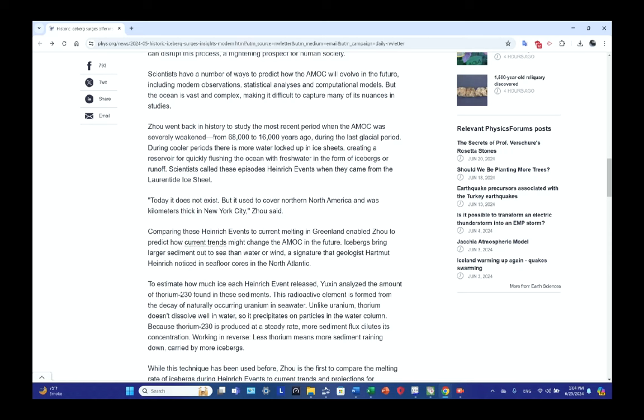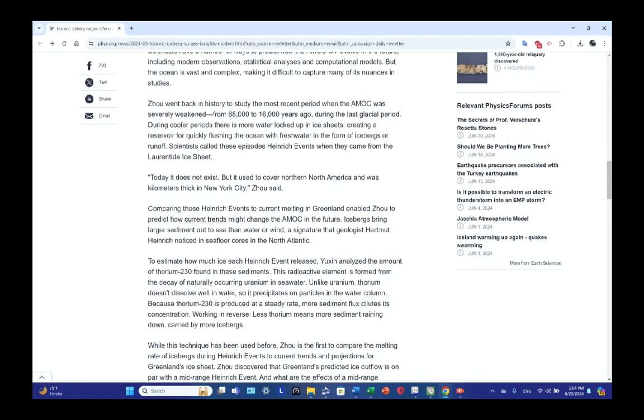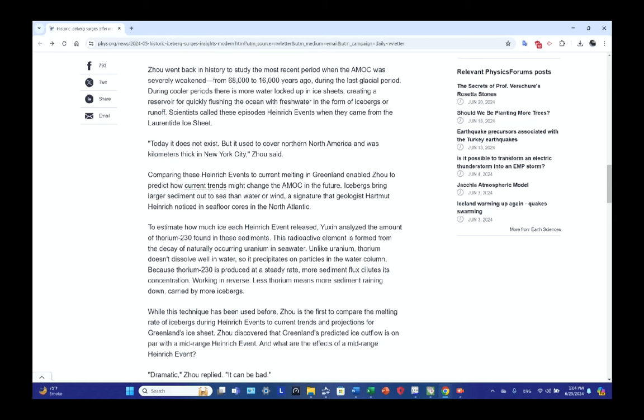So there are a number of ways that scientists can ascertain how AMOC will behave in the future, including direct modern observations, statistical analyses, and computational models. But the ocean's a big place, which makes it hard. So Zhao went back and looked over the historical data, and the most recent period when AMOC was severely weakened, which was from 68,000 to 16,000 years ago, during the last glacial period.